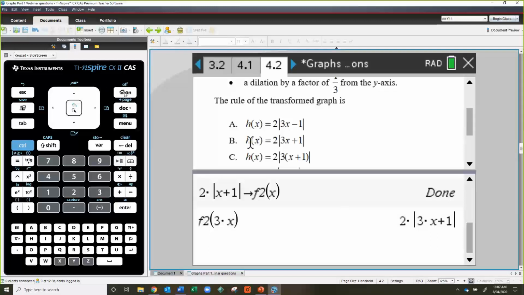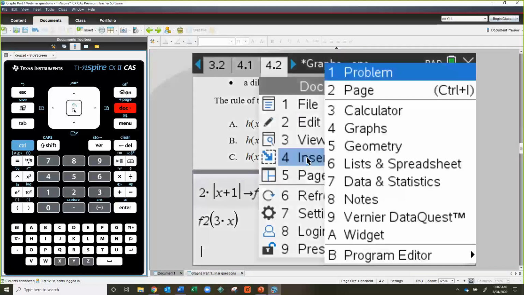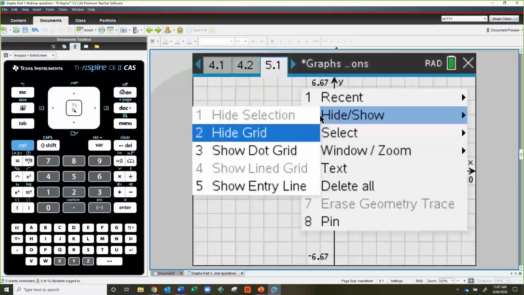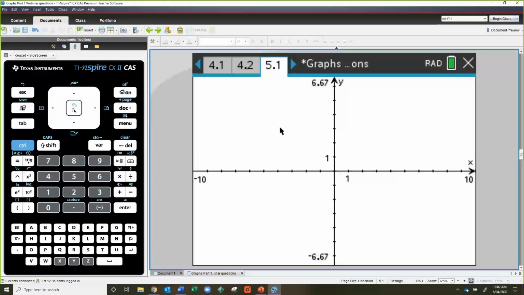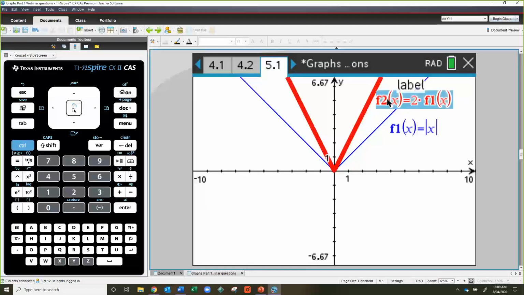I could do a similar thing if I insert a new problem so I don't have those functions predefined, and again say f is modulus. So if I say absolute value of x, it will work. And now I can perform the same operations. I would say 2 times f1 in x. And now, of course, I can see graphically what happens. Yes, that's a dilation of factor 2 from the x-axis.